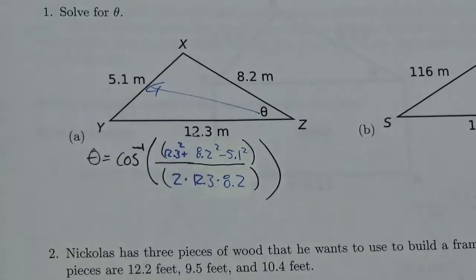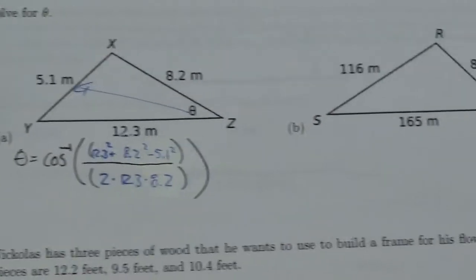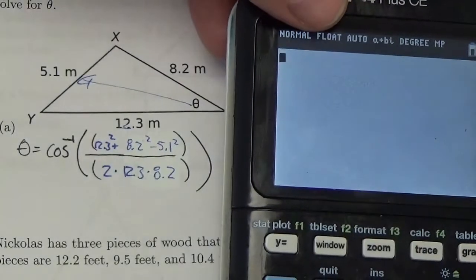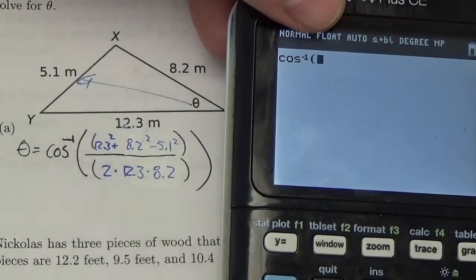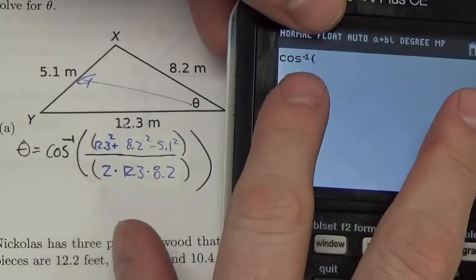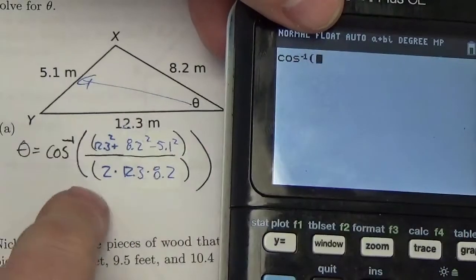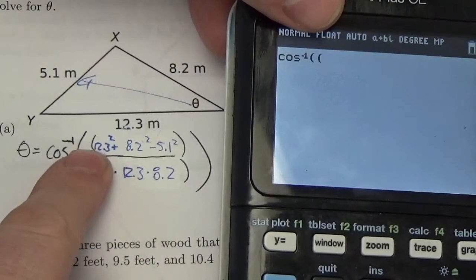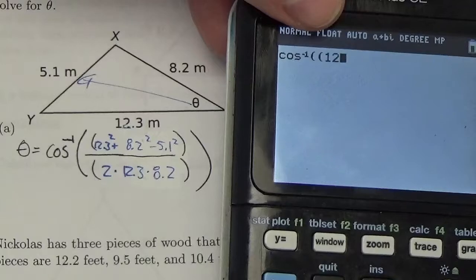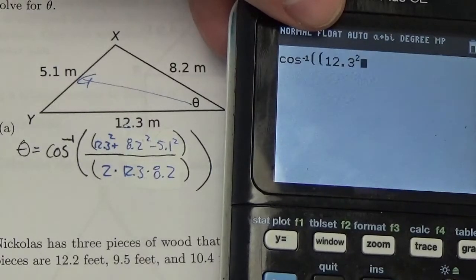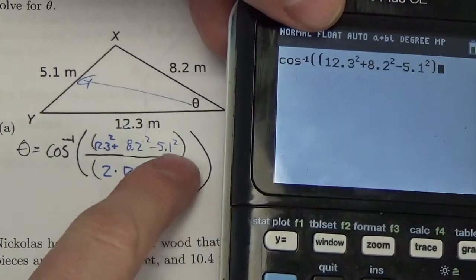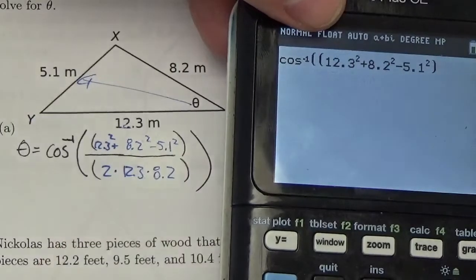Now, I can do this all in one step on my calculator. I'm just going to let you watch what I do. First of all, second cosine to activate the inverse cosine. That opens up a set of parentheses for me, that's this one right here. So I'm going to put another set of parentheses, that's this one. And now it's going to be 12.3 squared plus 8.2 squared minus 5.1 squared. I'm going to close the parentheses, that's this one right here.